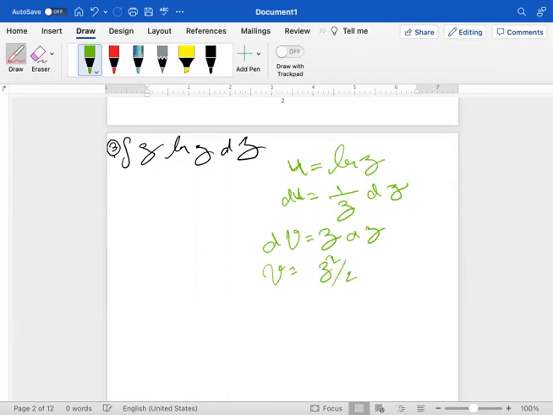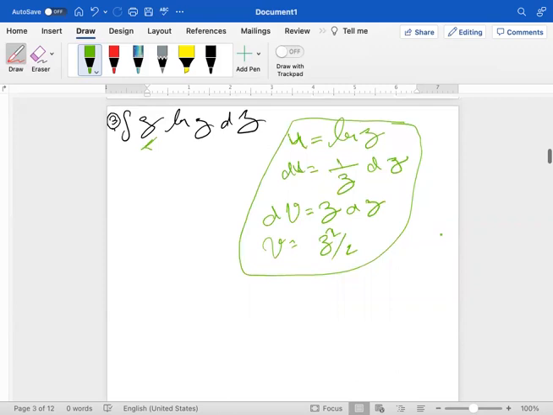Then v equals z squared over 2. Okay, a very important note here is that I choose u to be natural log of z because we don't have a direct form to integrate natural log of z. So it would be better just to choose u to be natural log of z and then integrate the other term. Let's apply the formula and see what happens.